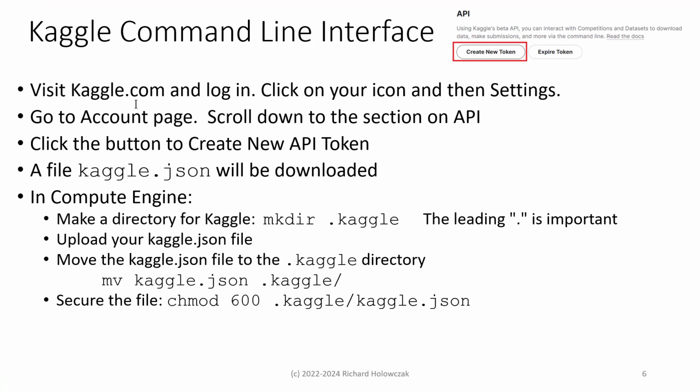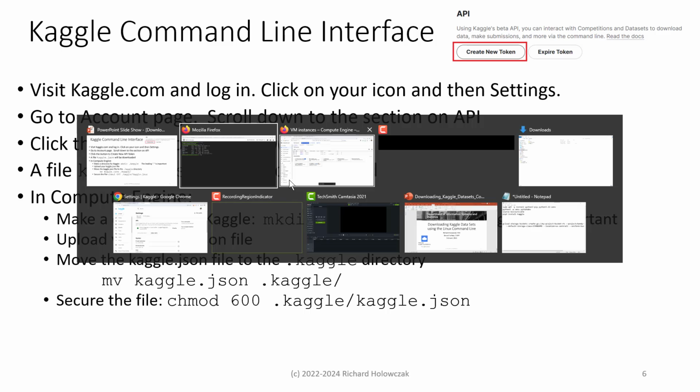The next thing we have to do is configure our Kaggle command line interface. We've already visited kaggle.com. We've downloaded our API token file called kaggle.json, and now we need to upload this. So the first thing we're going to do is make our .kaggle directory. The dot is important. We'll upload our kaggle.json file, then we'll move it into that .kaggle directory, and then we're going to secure the file by using the chmod command to make sure that only we can use this file. So let's go ahead and do that.